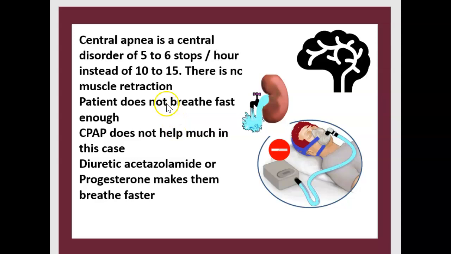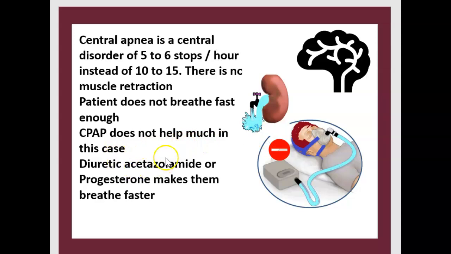The second part is devoted to central apnea. Central sleep apnea is a central disorder of 5 to 6 stops per hour instead of 10 to 15 for obstructive. Here, there is no muscle retraction. The patient does not breathe fast enough. In this case, CPAP does not help much.